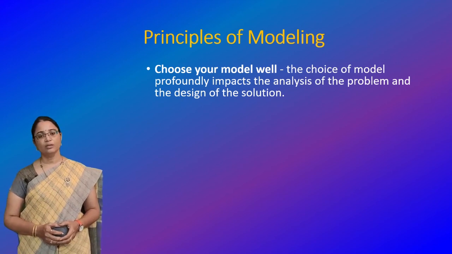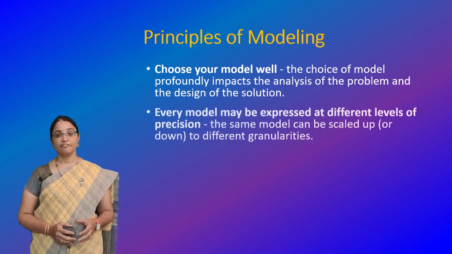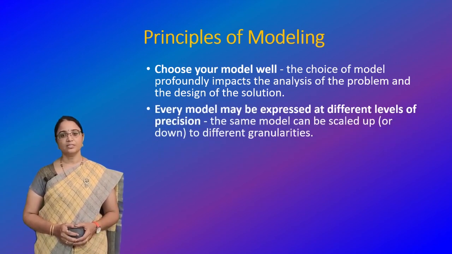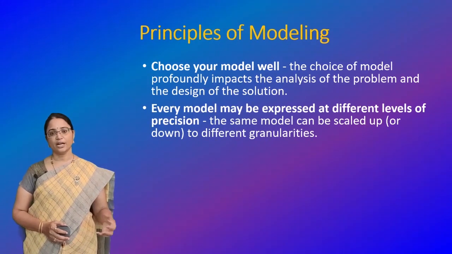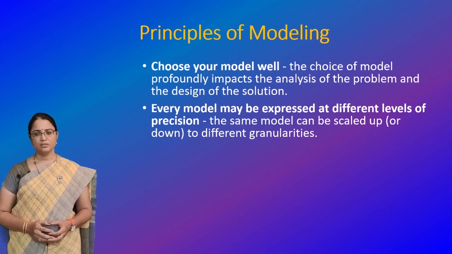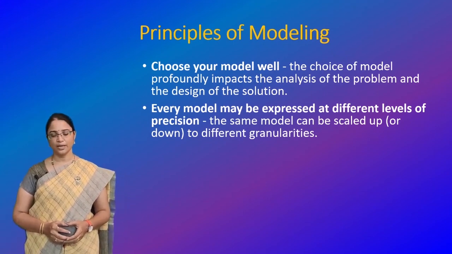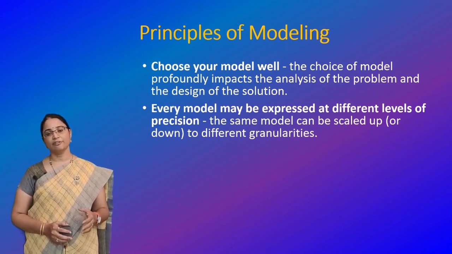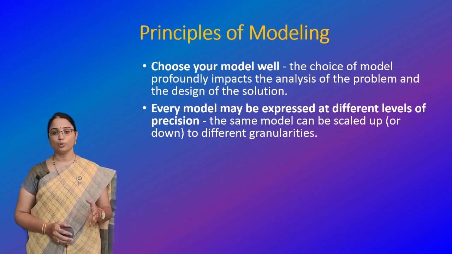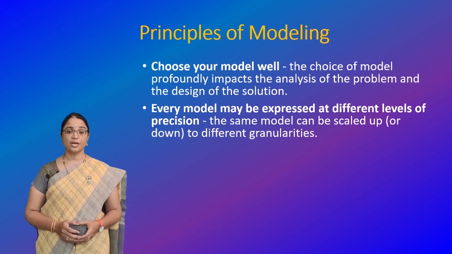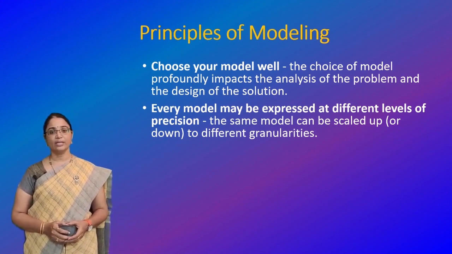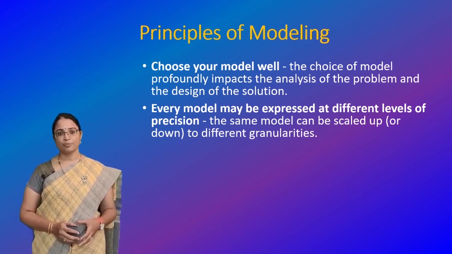Next, coming to the second principle: every model may be expressed at different levels of precision. It means the same model can be scaled up to different granularities. If you have seen data mining, there you see operations like roll up, roll down. Here also the UML diagrams provide such flexibility. They can provide different levels of precision.